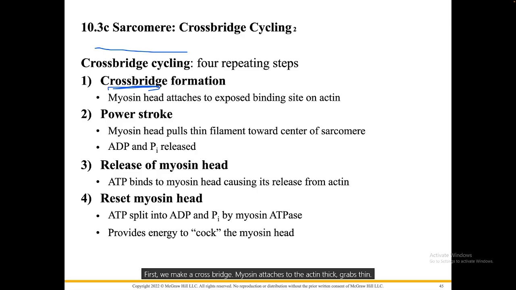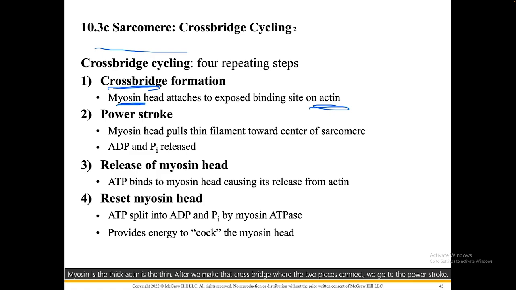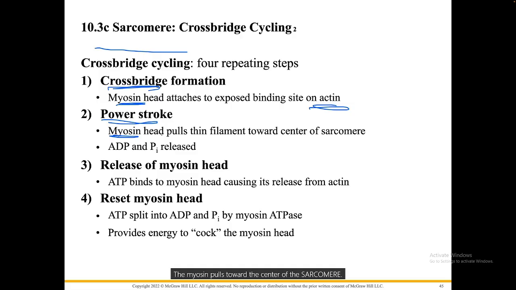First, we make a cross bridge. Myosin attaches to the actin. Thick grabs thin. Myosin is the thick, actin is the thin. After we make that cross bridge where the 2 pieces connect, we go through the power stroke. The myosin pulls toward the center of the sarcomere. Thick grabs thin and pulls it in toward the middle. This is active, so it takes ATP. And when we talked about energy, we saw that ATP can break down into ADP with an extra phosphate.